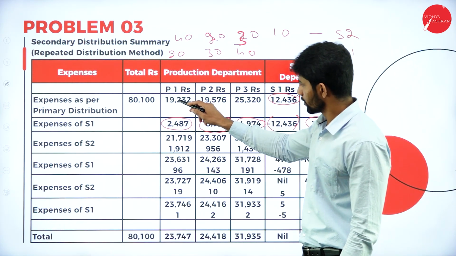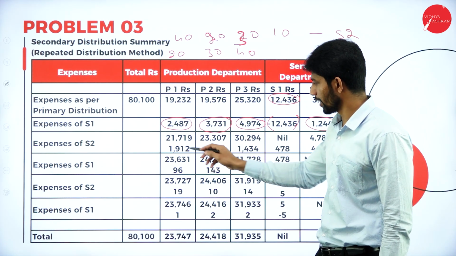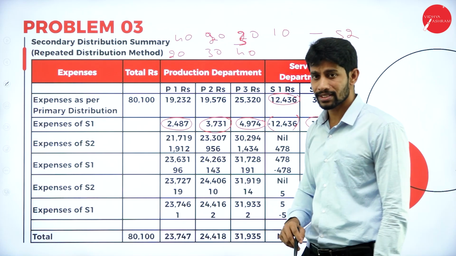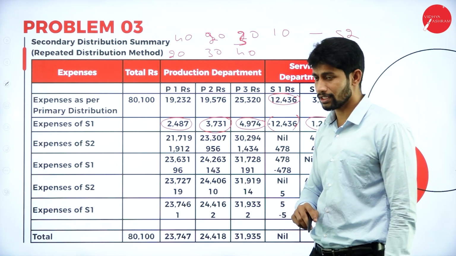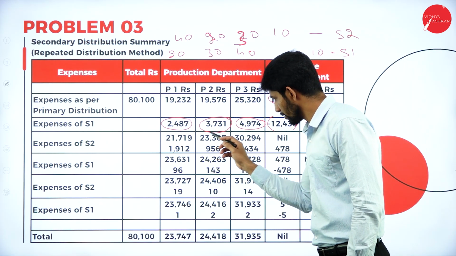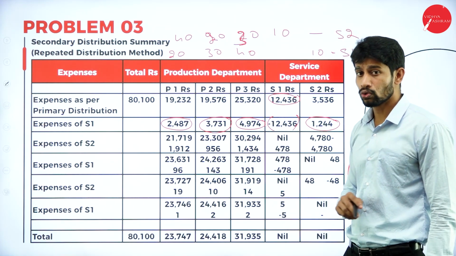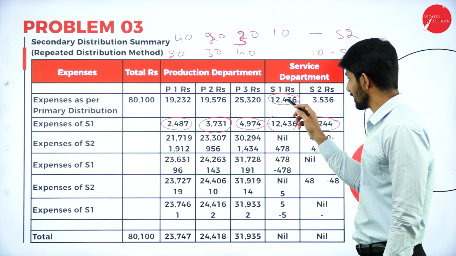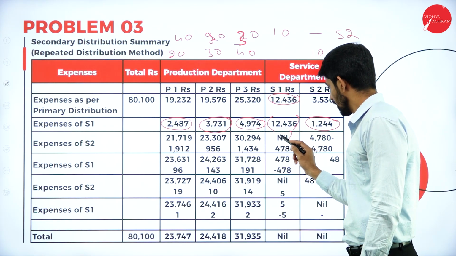Now total this: 19,232 plus 2,487. You will get 21,719. Next, 19,576 plus 3,731. You will get 23,307. Again, total these two, you will get 30,294. Here, 12,436 minus 12,436, you will get nil.